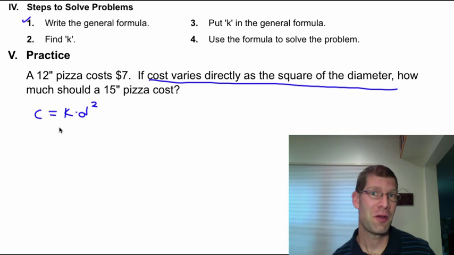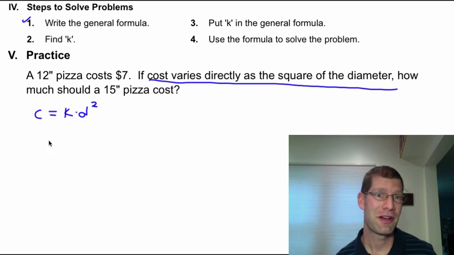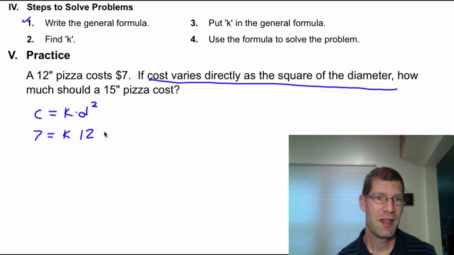We need to find a pair of numbers. What's a cost for a certain diameter? And we have a 12-inch pizza, that's our diameter. It costs $7. So you could put in the 7 for the cost, the 12 for the diameter. Make sure you include your squared. I've seen that mistake a couple times.